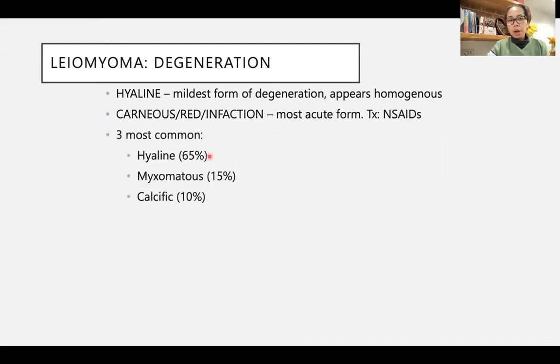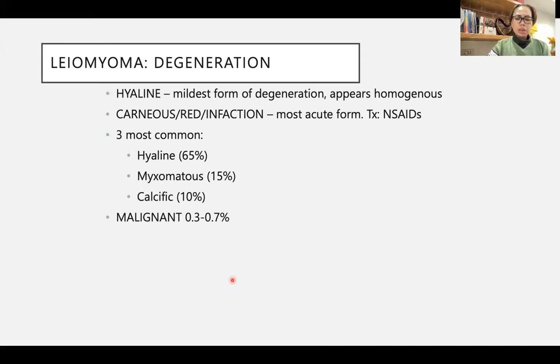Remember, the three most common: 65% is hyaline, 15% myxomatous, and 10% of the leiomyoma degenerates as calcific degeneration in 10%. Is there a risk of malignancy? Actually, it's 0.3 to 0.7%. It's not actually that the myoma becomes malignant.